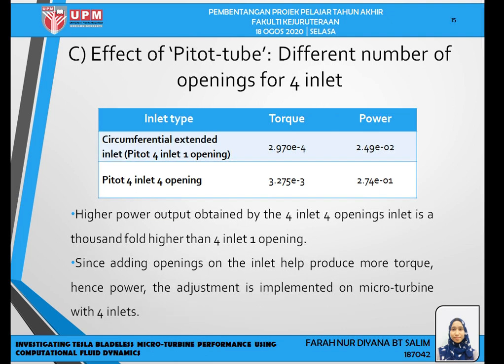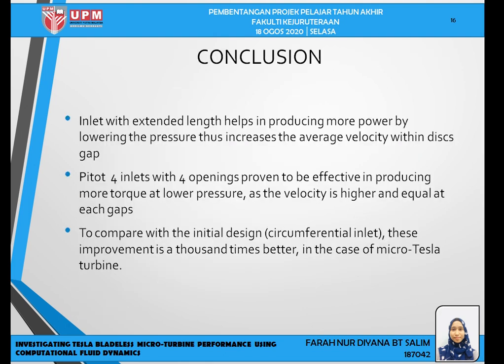Okay, so next, I'll be comparing the same different numbers of openings in 4 inlets, which is the optimum inlet for the Tesla turbine. And it is seen that there is a significant increase of about 100-fold. Sorry for the typo there. It's not 1,000-fold, it's 100-fold. And it's again proven that 4 openings is better than 1 opening.